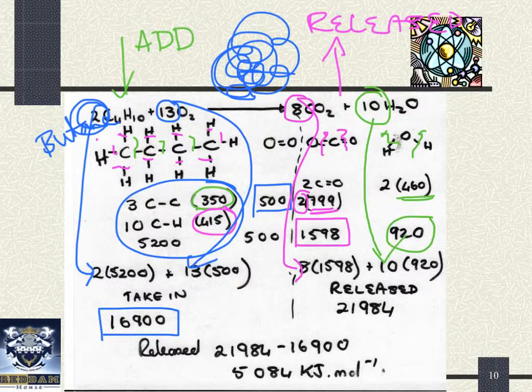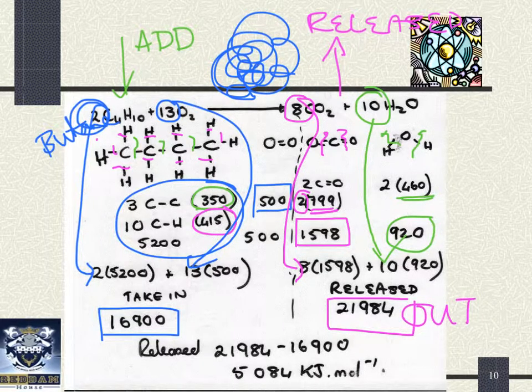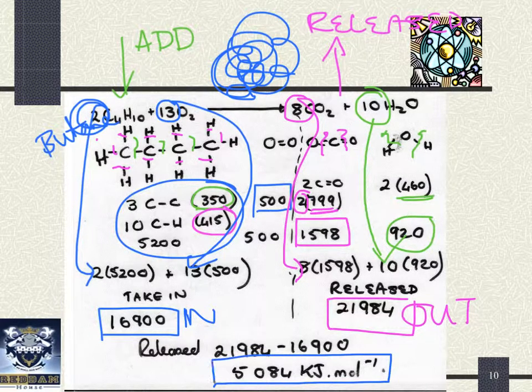And I find that if I go 8 times 1,598 plus 10 times 920, I have made a total income, or total energy out, of 21,984. So what's my profit? I take what I got out, I subtract what I put in, and I am going to land up with 5,084 kilojoules per mole out at the end. So that's like a profit.